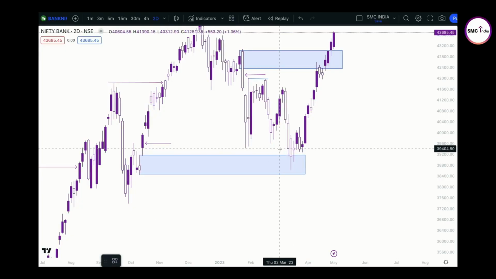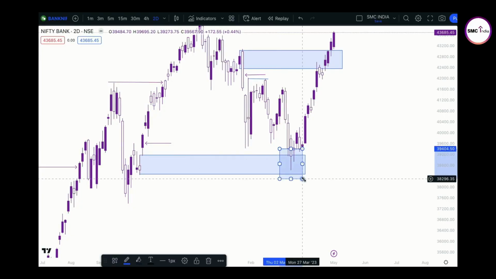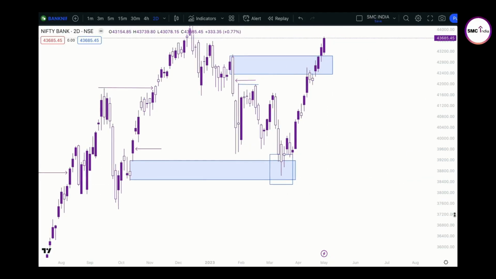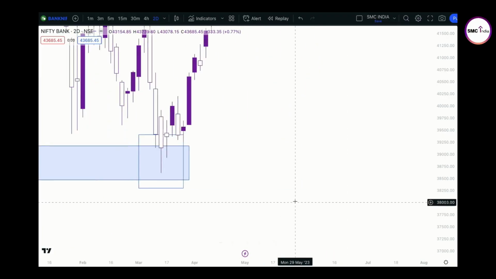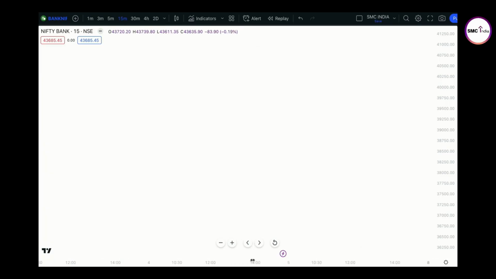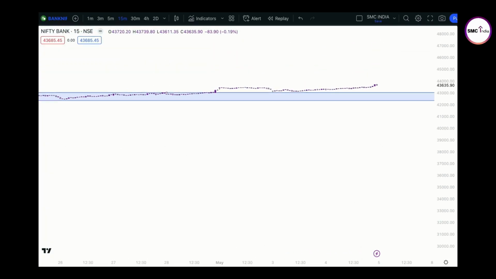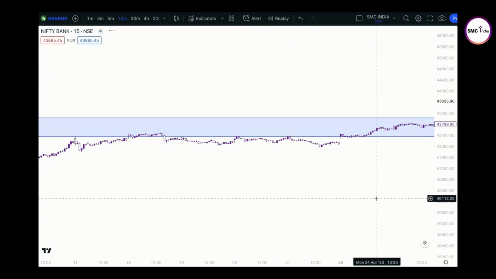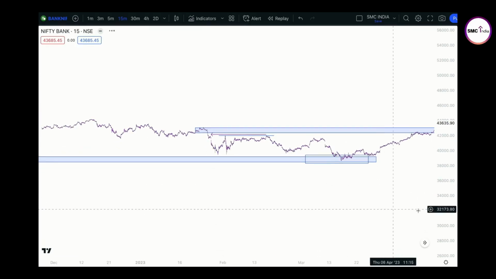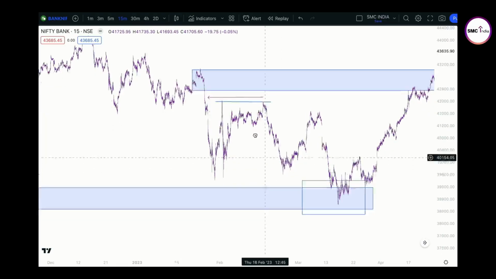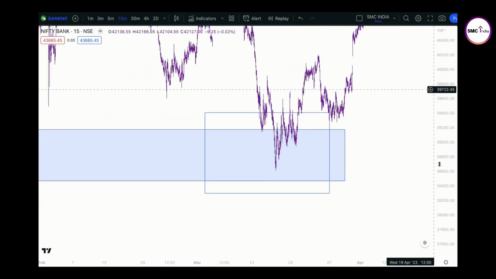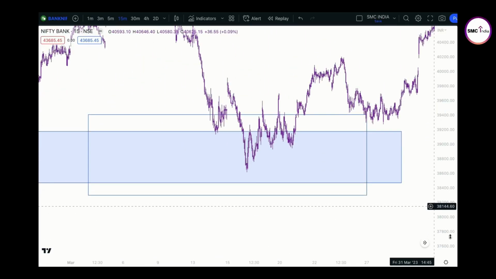So for intraday, I have to zoom into this level, because this is the place where I am going to place my buy orders. So for intraday, I'm moving on to the 15-minute time frame. And in the 15-minute time frame, I have to look for change of character towards the upside.